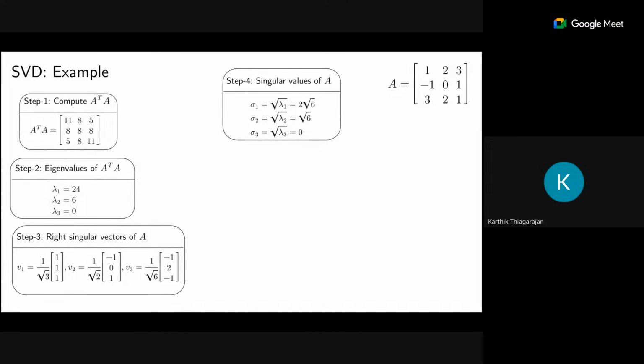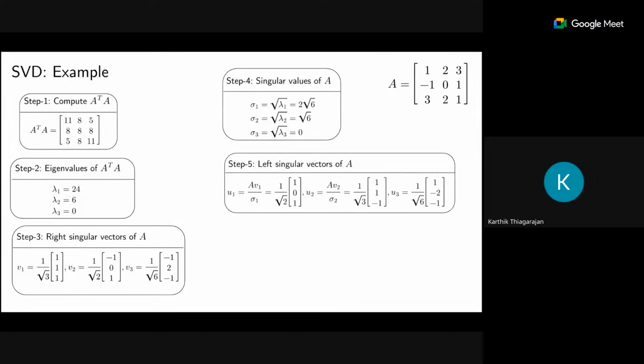Then what do you do next? Once you have the right singular vectors, you should compute the left singular vectors, right? What equation do you use here to compute u1 and u2? Sigma i ui is equal to A times vi. Yeah, exactly. So Av by sigma will give you u1 and u2 directly. U3 is a slightly tricky business.